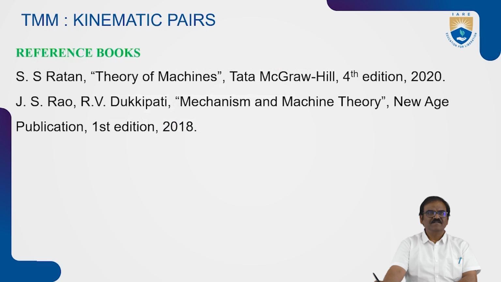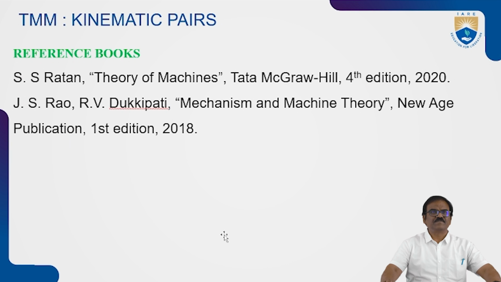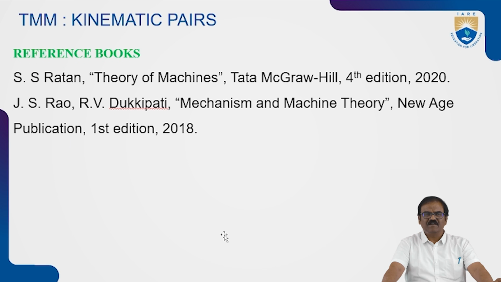With this, we have tentatively completed the 4-bar mechanism and its inversions, and in the next session we will look into the difference between mechanism and machine, and try to understand the mechanical advantages. The reference books are S.S. Ratan, Theory of Machines, and J.S. Rao and R.V. Dukkipati, Mechanisms and Machines Theory, and these are very popular textbooks.